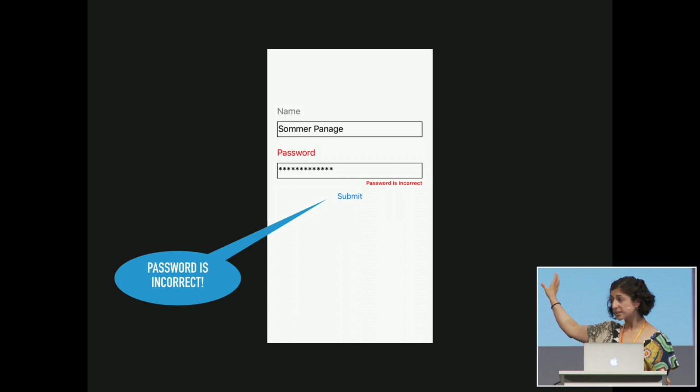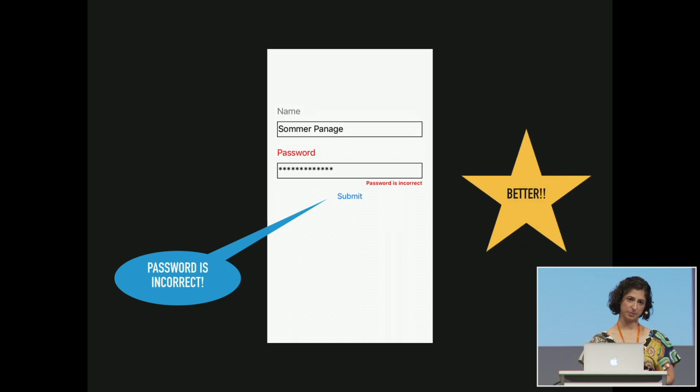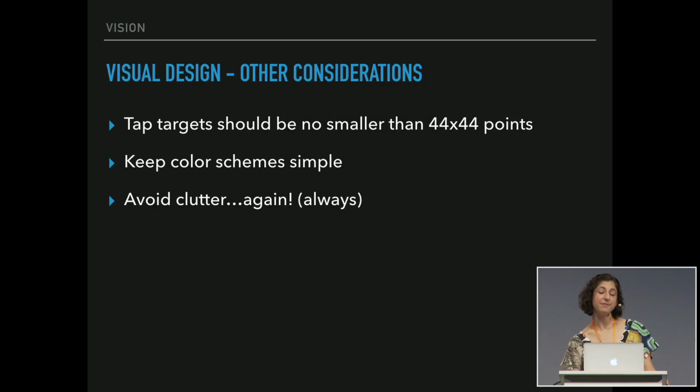And finally, you'll see this little speech bubble. If my user has VoiceOver on, it would be great if we could announce to them exactly what went wrong. So, hey, password is incorrect. And all of a sudden now, we have something that is a much better experience, just by keeping in mind these key ideas. A few other visual considerations before we move on.